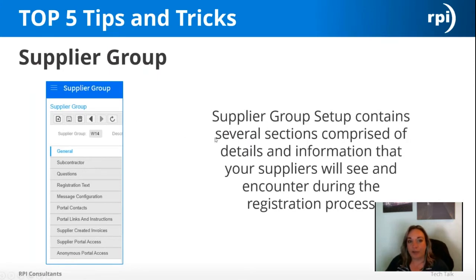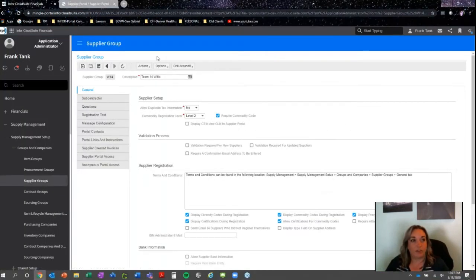So your supplier group contains several different sections that you see here on the slide that are comprised of details and information for your suppliers and what they're going to see and encounter during the registration process. So we're going to jump over to Cloud Suite, and you'll see that I am in Cloud Suite right now. I'm in the application administrator role, and so your supplier group setup is within supply management. It's within supply management setup and supplier group. So your supplier group setup, again, is going to be what drives your supplier portal and the information that is required for your suppliers to fill out.